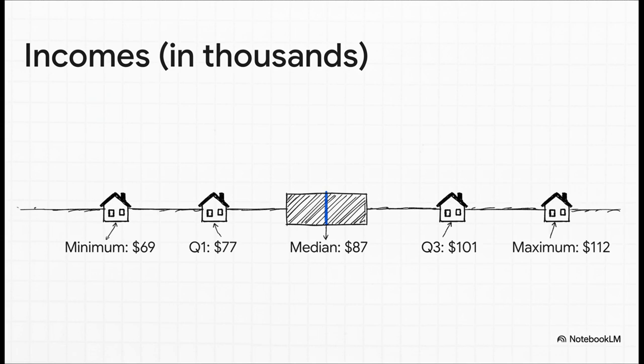The median income here is $87,000. The middle 50% of all households, the real core group, earns somewhere between $77,000 and $101,000. And the lowest income is $69,000, while the highest, not counting any wild outliers, is $112,000. Look how much you can learn from just those five numbers.